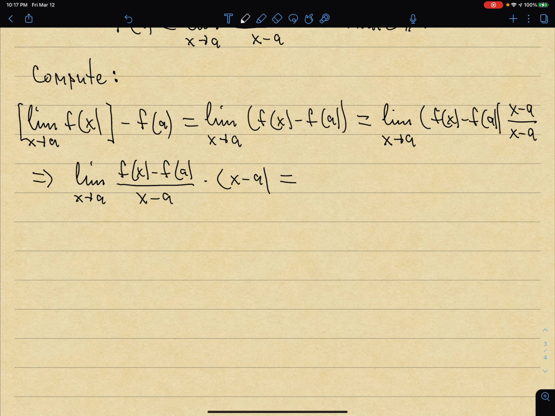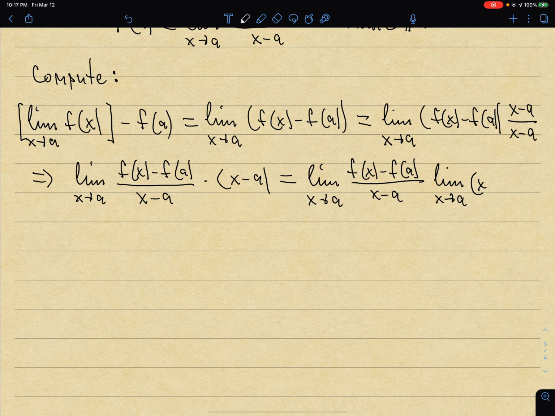So if both limits exist, then the limit of the product is the product of limits. This is the same thing as the limit as x goes to a of f of x minus f of a divided by x minus a, times the limit as x goes to a of x minus a. And then this limit is easy to compute. This is f prime of a for the first limit and 0 for the second limit. So that means that the overall limit of f of x minus f of a must be 0.